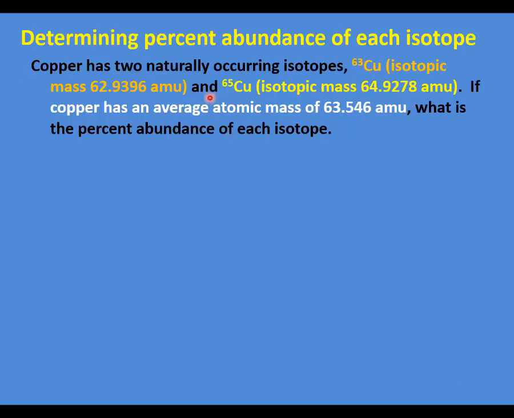I gave you the atomic mass unit for each isotope to 4 decimal places in this problem. We can look on the periodic table to find the relative atomic mass. So my average atomic mass of this mixture of isotopes in nature on Earth, my relative atomic mass, is 63.546 atomic mass units. With this information that I gave you, the mass of each isotope and the relative atomic mass, let's see if we can find out the fractional abundance of both of the isotopes.